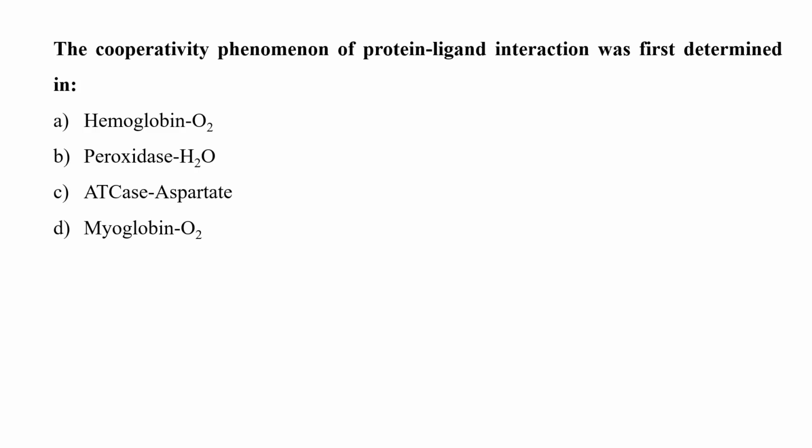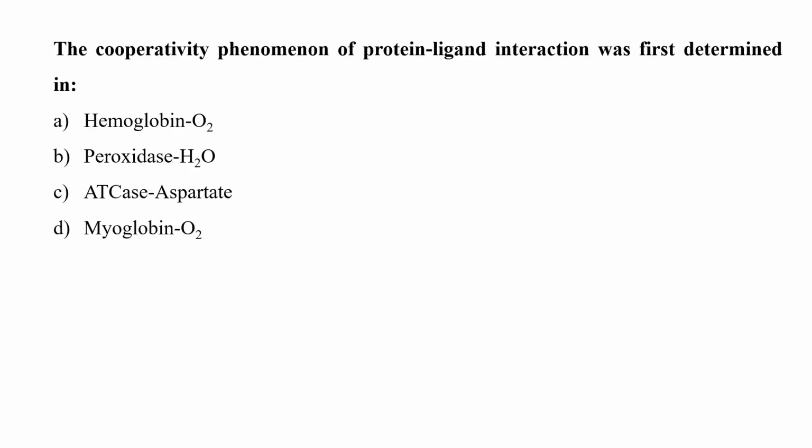The cooperativity phenomenon of protein ligand interaction was first determined in hemoglobin oxygen, peroxidase water, ATPase aspartate, or myoglobin oxygen. See, myoglobin cannot be the answer because myoglobin is a classical example of a Michaelis-Menten protein.